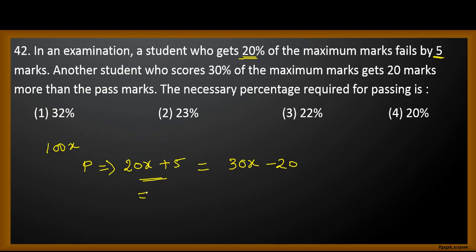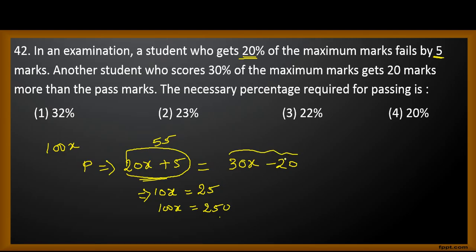On simplification, you get 10x is equivalent to 25. Okay, and 100x, the total marks, is equal to 250. Now what is the pass mark? You can substitute here or here. So 20% of 250, 20x, is 50, plus 5, 55. Even if you substitute here also you get the same thing. 10x is equal to 25, 30x is equal to 75, 75 minus 20, 55.